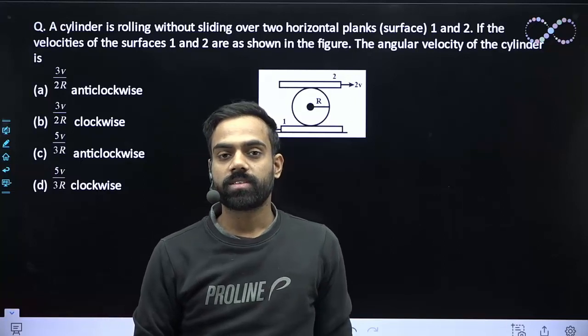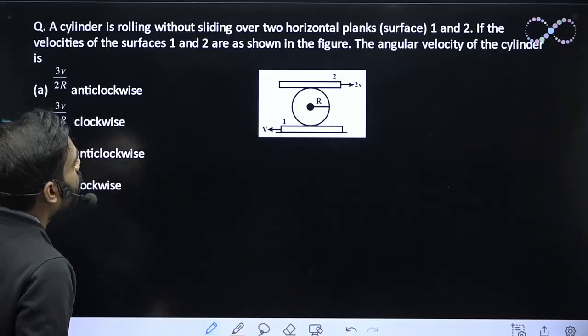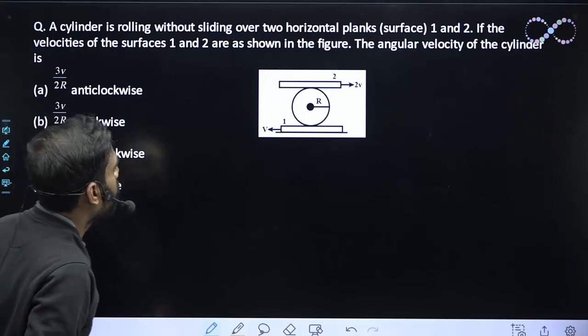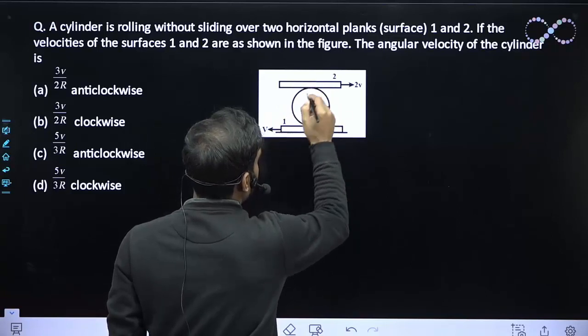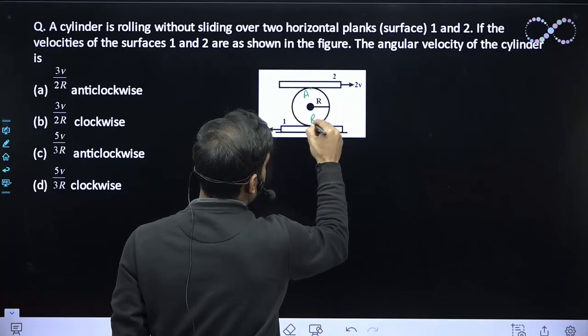Hello students, let us see this question here. A cylinder is rolling without sliding over two horizontal planks, surfaces 1 and 2. If the velocities of the surfaces 1 and 2 are as shown in the figure, the angular velocity of the cylinder is? So see, there are 2 points, the top and the bottom. Let us take the top point as A and the bottom point as B.